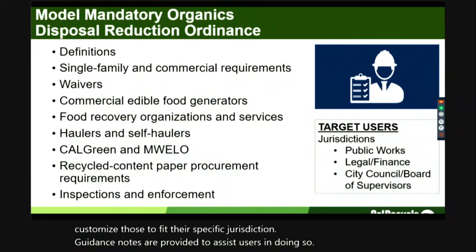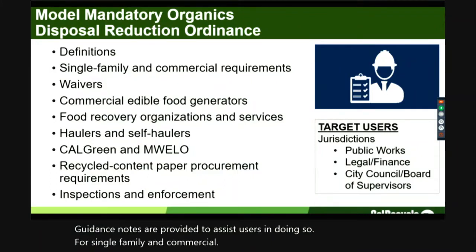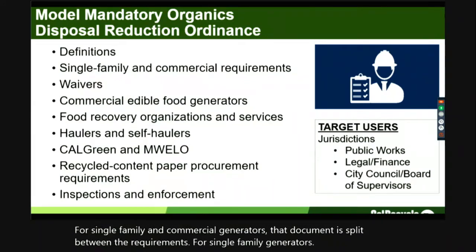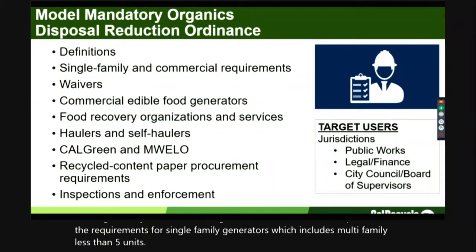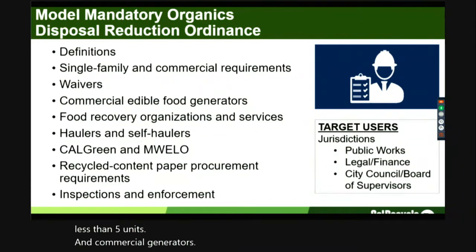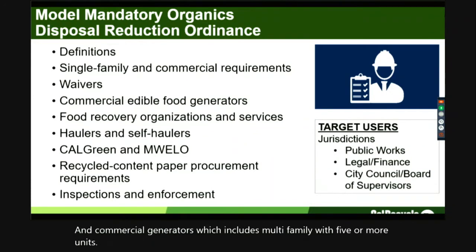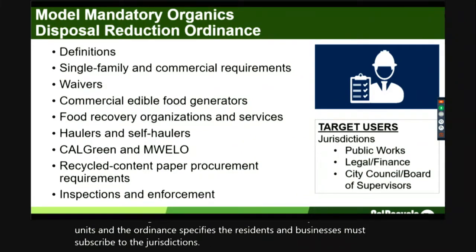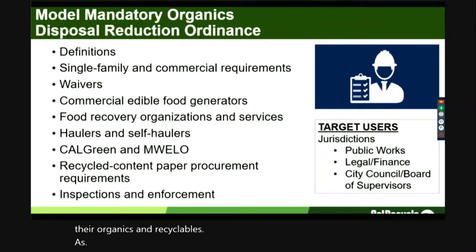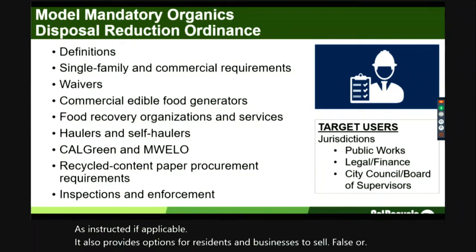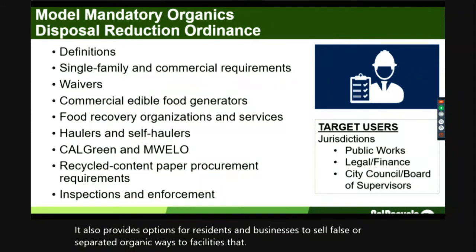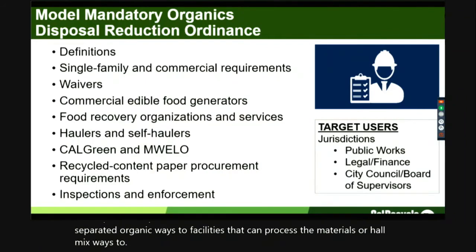For single family and commercial generators, the document is split between the requirements for single family generators, which includes multifamily with less than 5 units, and commercial generators, which includes multifamily with 5 or more units. And the ordinance specifies that residents and businesses must subscribe to the jurisdiction's provided collection system and shall separate their organics and recyclables as instructed, if applicable. It also provides options for residents and businesses to self-haul source separated organic waste to facilities that can process the materials, or haul mixed waste to a high diversion facility.